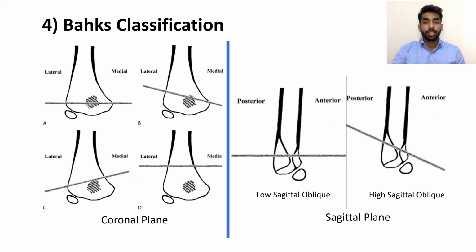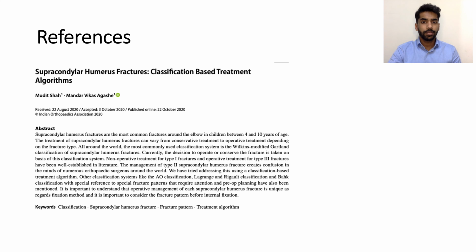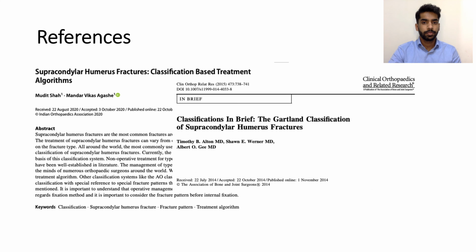With respect to the sagittal plane, there are two subtypes. The first one is a low sagittal with obliquity less than 20 degrees, which starts anteriorly and ends posteriorly at the same level. The second one is a high sagittal, which are oblique fractures which start anteriorly and exit proximally and posteriorly. These are the references used.